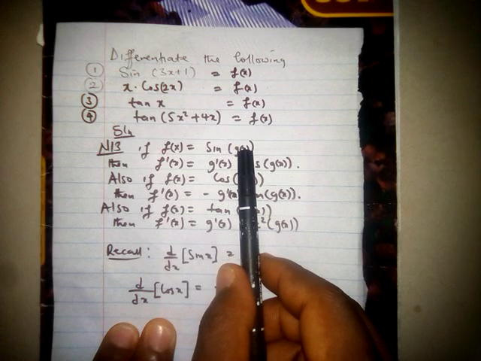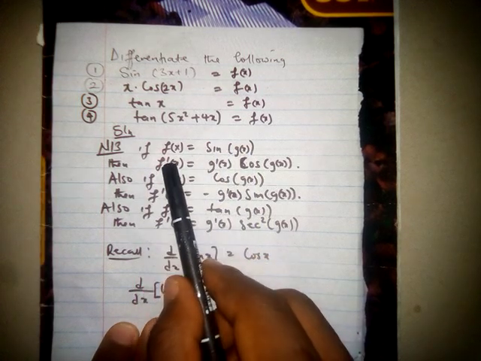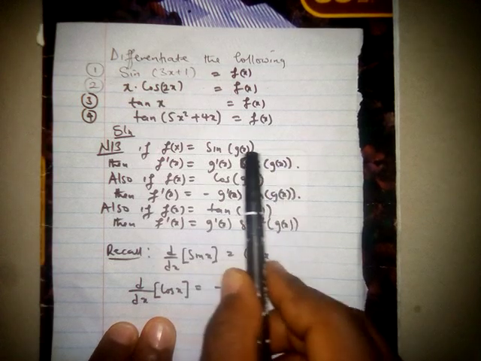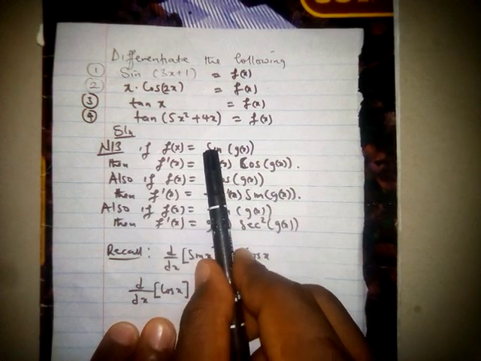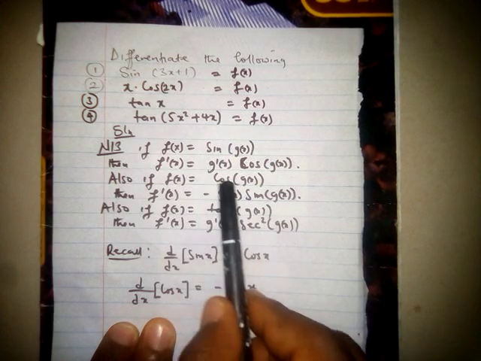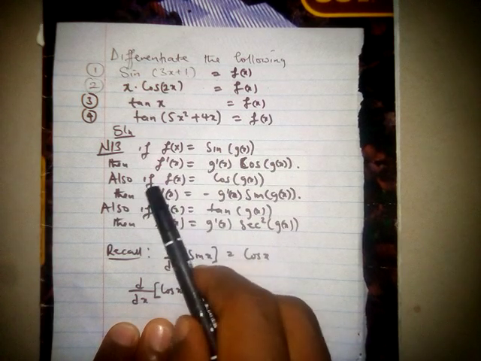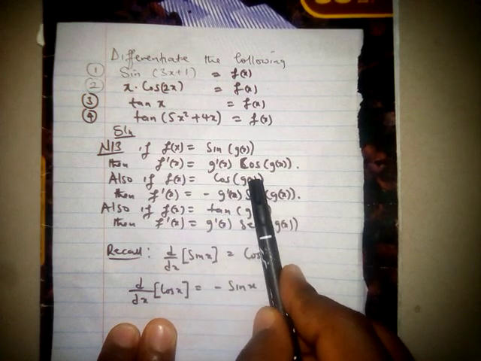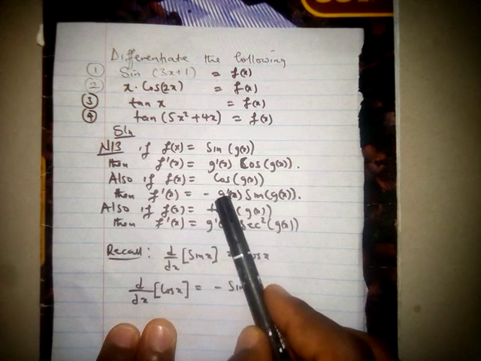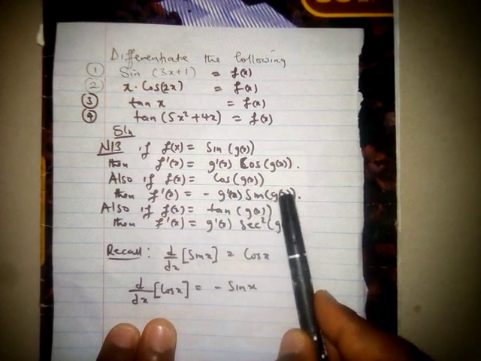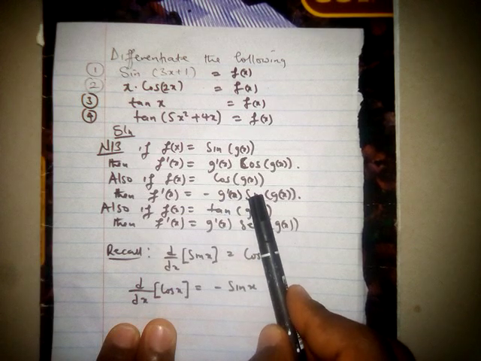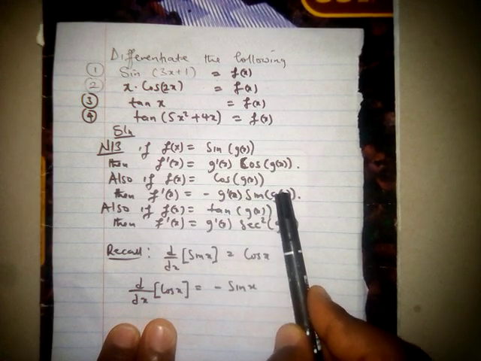Now if f of x is sine g of x, then my f prime of x is g prime of x cos g of x. So this formula works when we have sine g of x. Please do not mix this up. Now if f of x is cos g of x, then my f prime of x is equal to minus g prime of x sine g of x. This is sine of g of x.